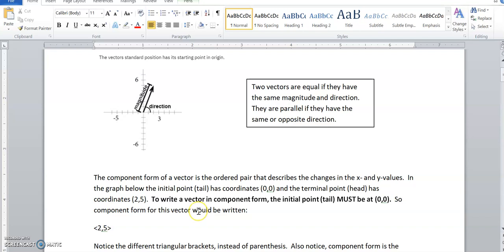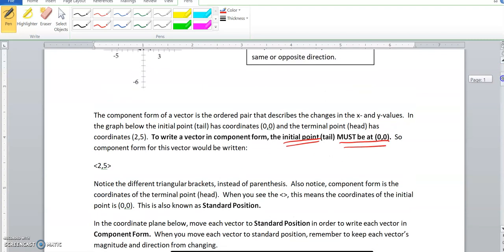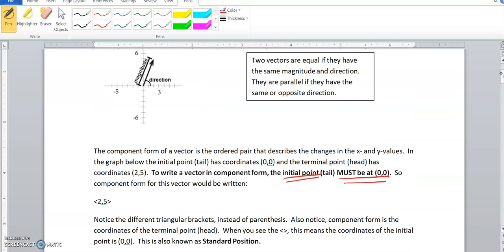All right, let me add some emphasis on a couple of these things. Emphasize: must be at 0, 0. The initial point, the tail of any vector in component form must be at 0, 0. The next thing, okay, we're going to keep this picture and this paragraph together.